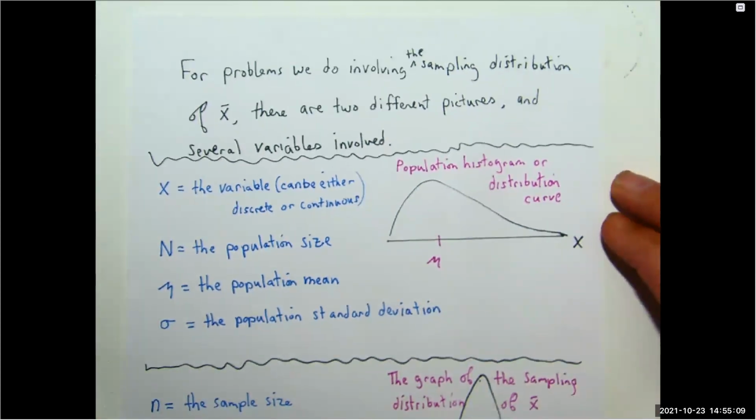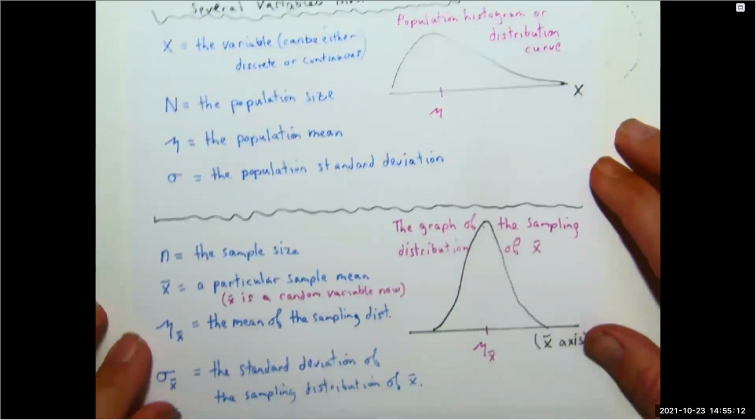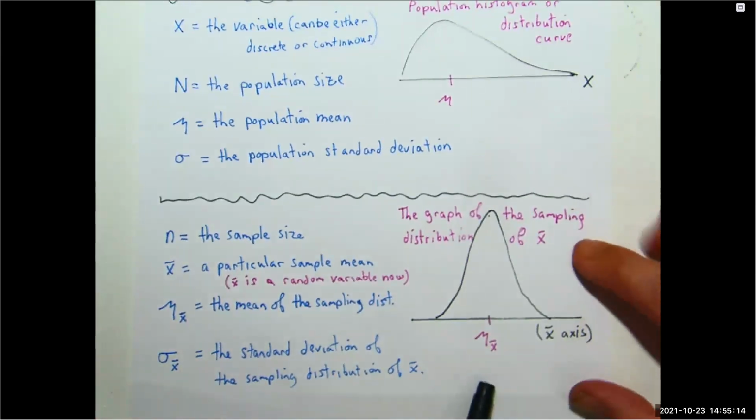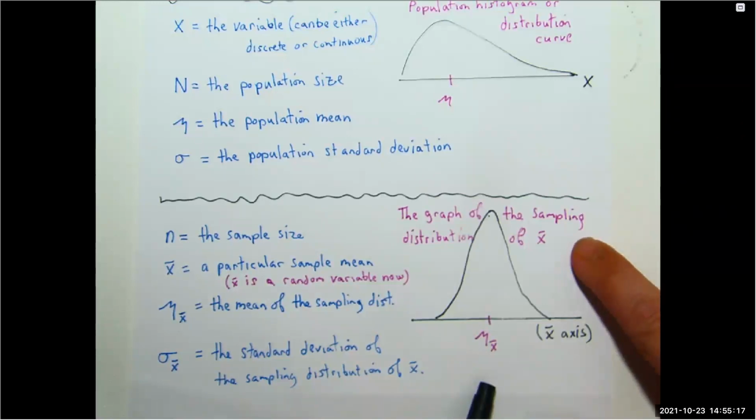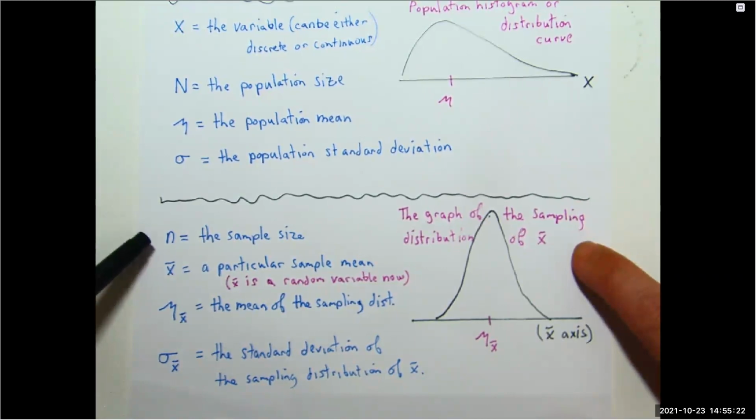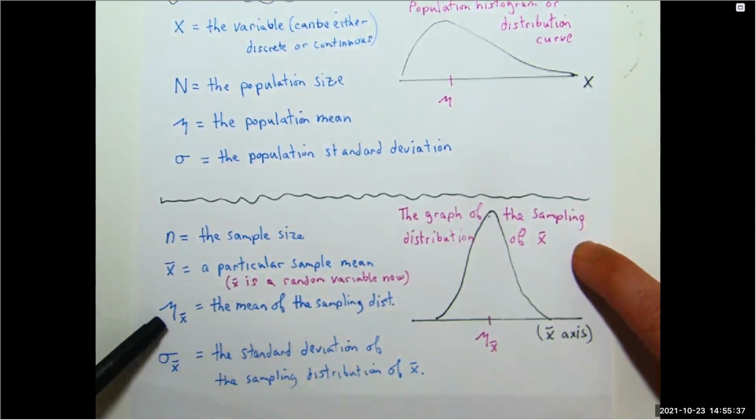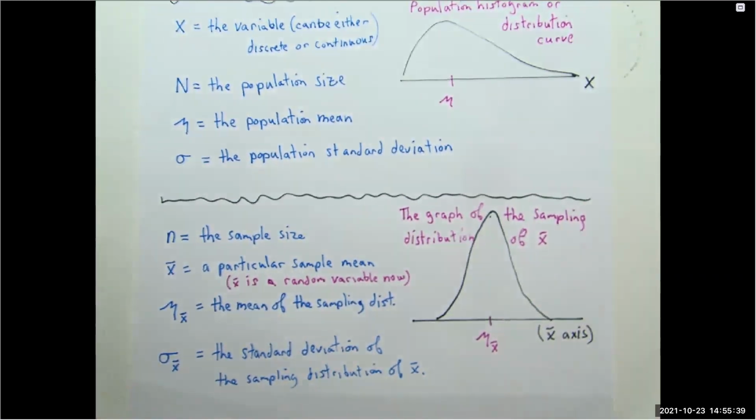The second picture involved, and the second set of variables involved, will be the graph of your sampling distribution of X bar. And so when it comes to that, you're going to have these four different variables. You're going to have n, which represents the sample size, X bar, which is going to be a particular sample mean. So now in the context of this problem, X bar is going to be a random variable. And then also you've got mu sub X bar and sigma sub X bar, the mean and standard deviation of the sampling distribution.